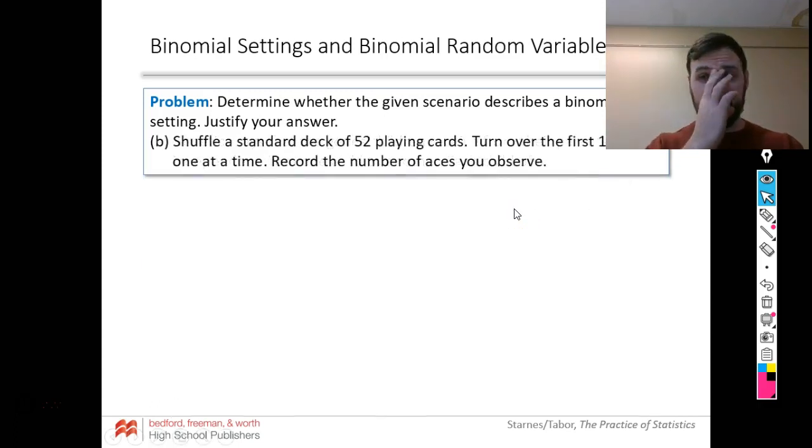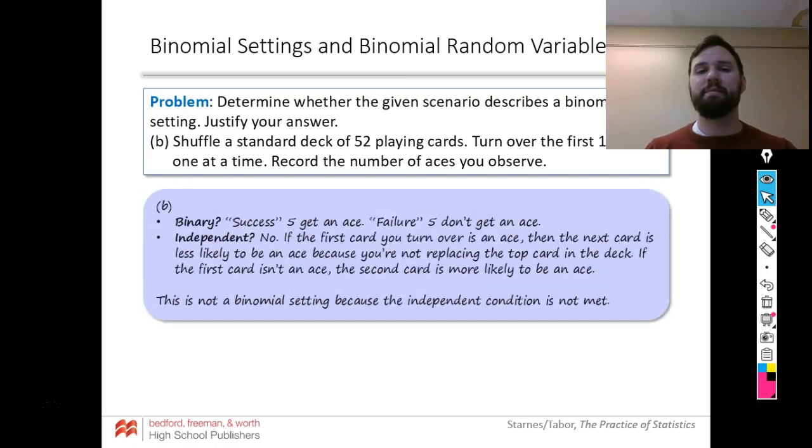Let's look at another one. Suppose you have a deck of cards, and you turn over the first 10 cards one at a time, and aces are what you record. Is it binary? Yes. Ace is success, not ace is failure.